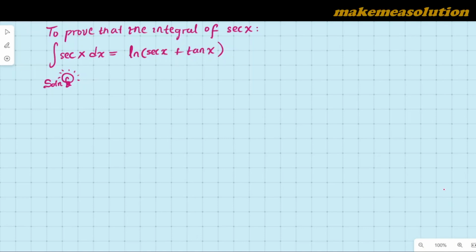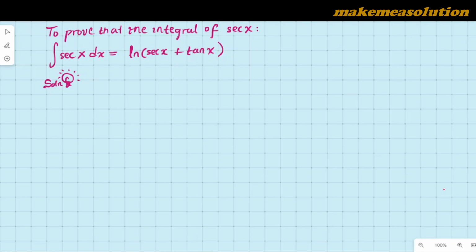We are going to be learning how to derive the integral of sec x. In other words, we want to prove that the integral of sec x is equal to the natural logarithm of sec x plus tan x. So how do we go about that?